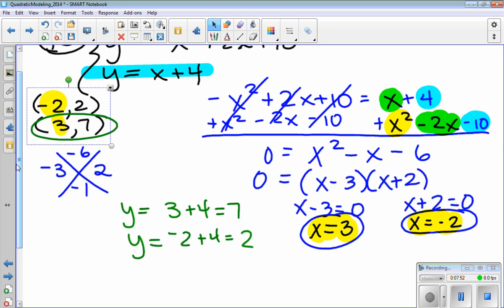Because when I plugged in a 3, I got a 7 out. So the 3 goes with the 7. Moody's question is an awesome one. So I really want to make sure that Shamar is awake and listening.